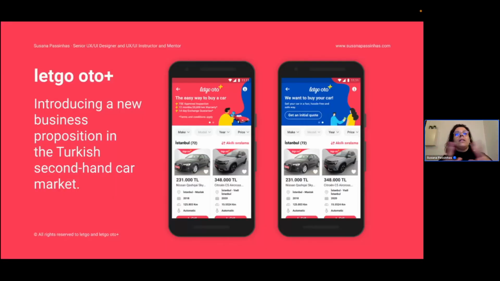It's important to know a little bit of the context of this company. As I told you before, Let Go was a company that already existed when I went to work there. It already had brand identity, colors, design system. This will happen to a lot of you. When you go work in a company, it already has everything.